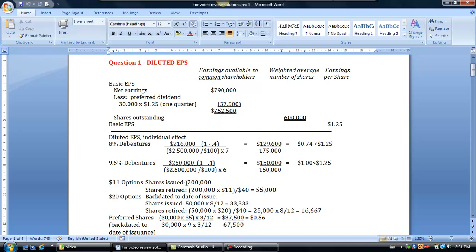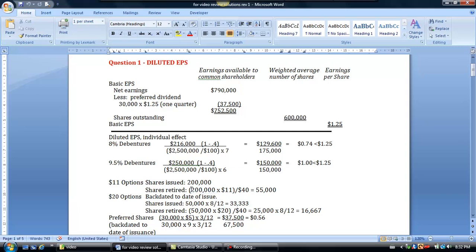Okay, so what we do know is that if the options had been converted into shares, or had been exercised, we would have had more common shares out there. So what we need to do is use the Treasury stock method, which looks at calculating the number of shares we would have issued, which we know from our question was 200,000 shares. But we need to figure out that if these guys had converted their options into shares, they would have paid us $11 for each of those 200,000 shares.